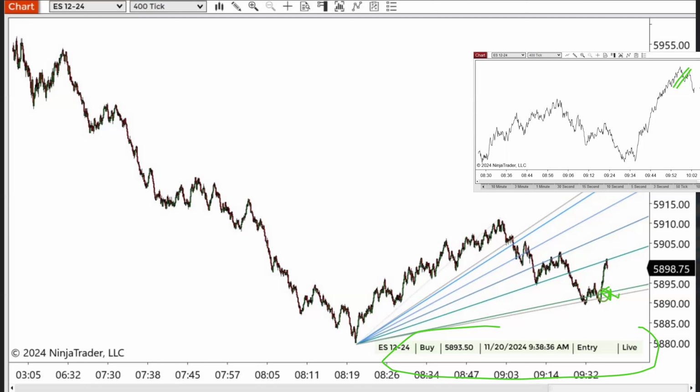You'll notice my entry here on this ES was very low. It wasn't a pure breakout. If I was looking at this as a pure breakout trigger, it would have been to take that channel break as an entry. And I was in long before that bigger channel break.